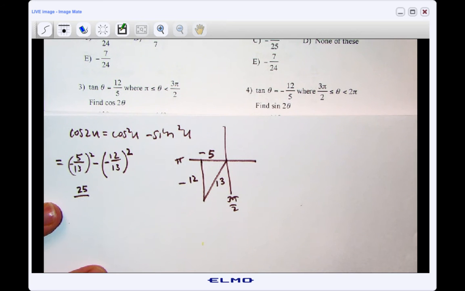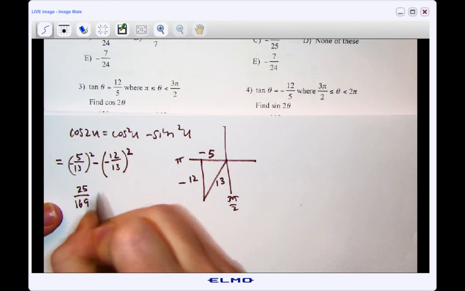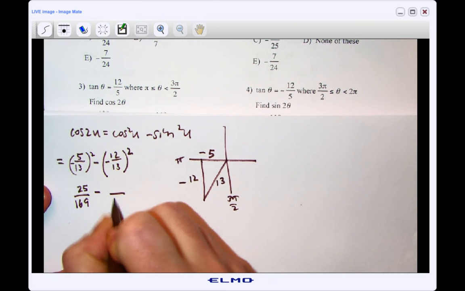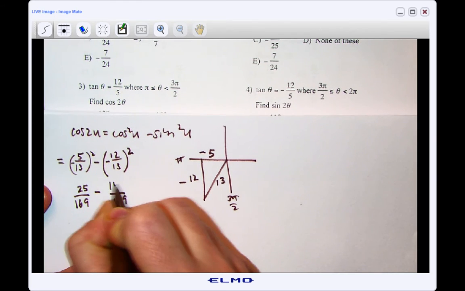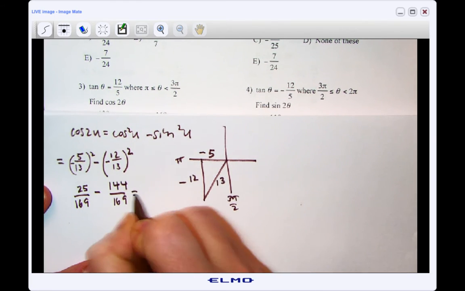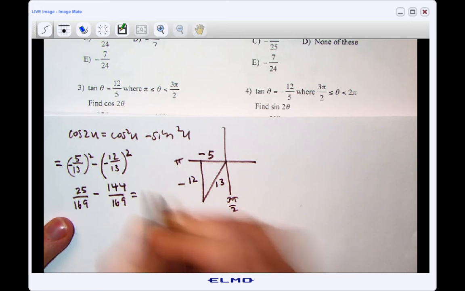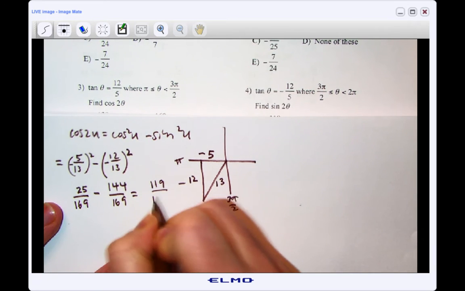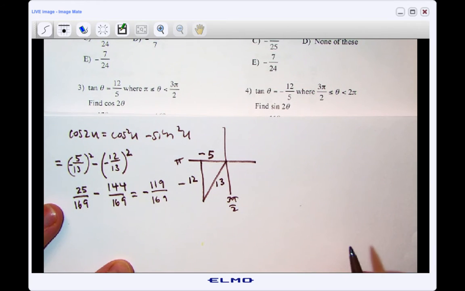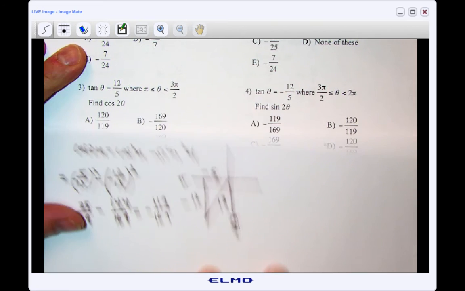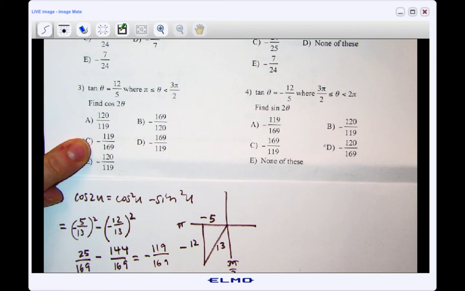So what's that? 25 over 169, right? 169, I think, is 13 squared. And what's that? 144. And so whatever 25 minus 144 is, it's 119, I want to say. And let's just take a look if that's one of our choices. Negative 119 over 169. Here he is.